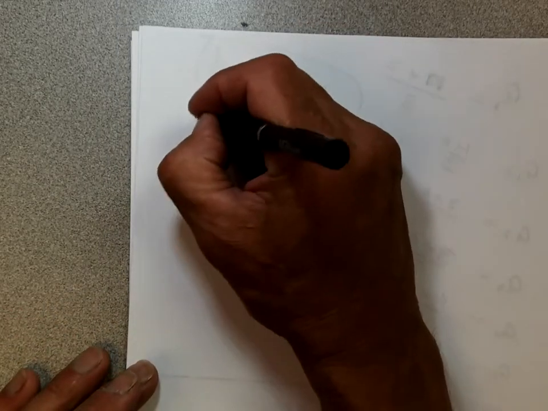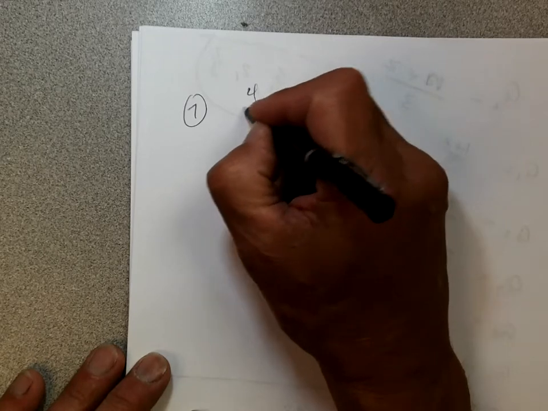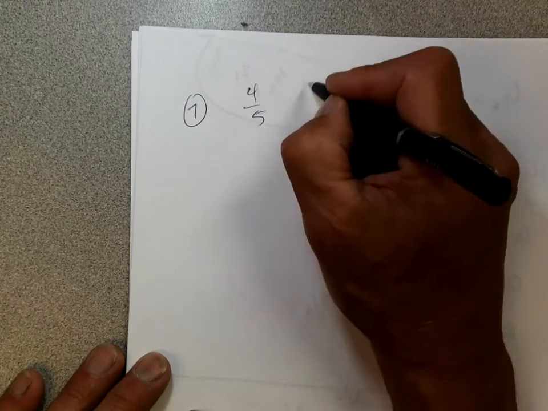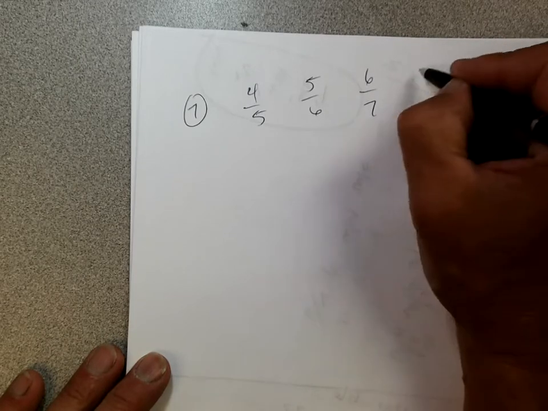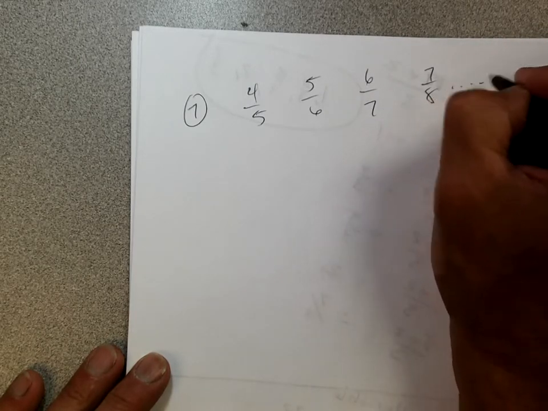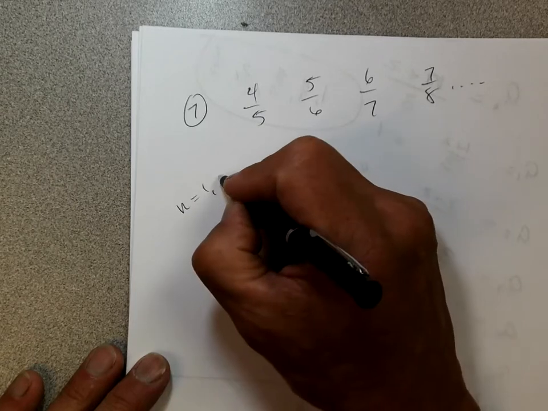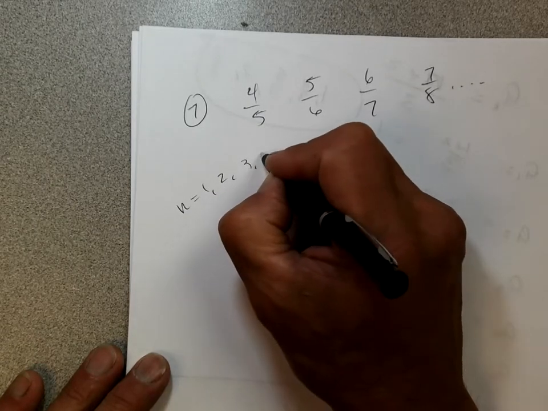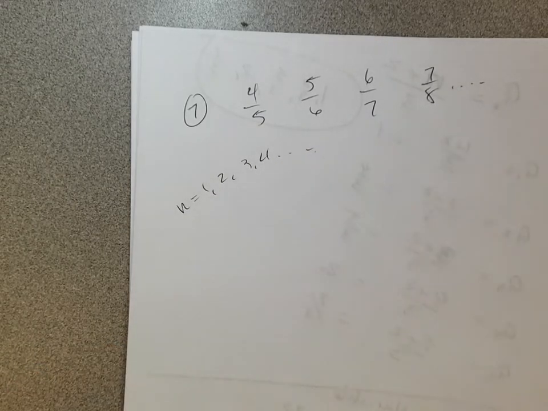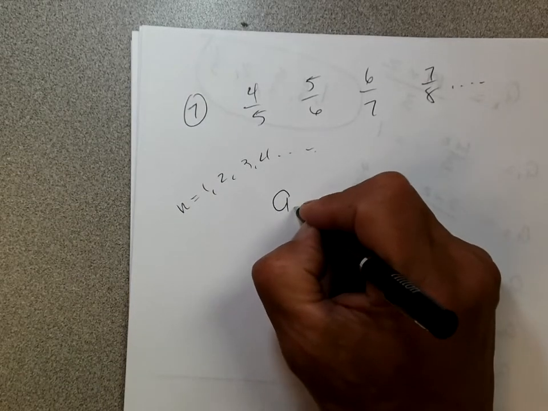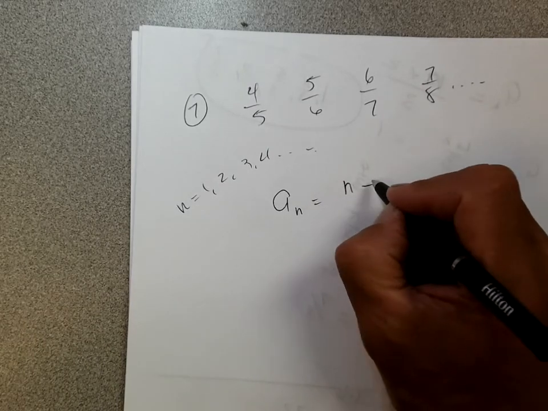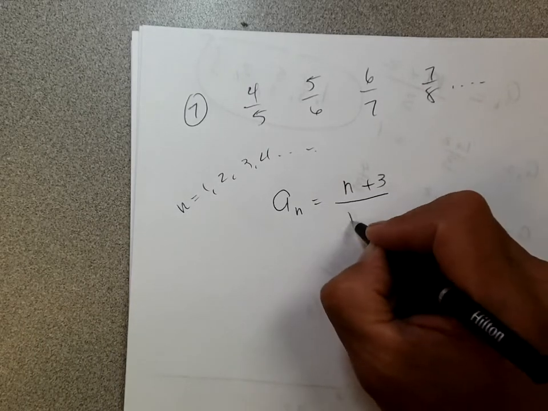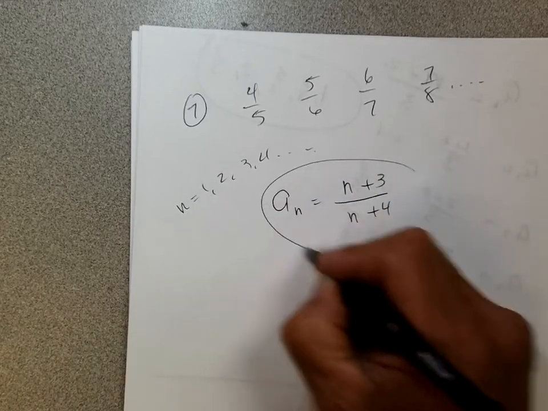7. Okay, we've got 4/5, 5/6, 6/7, 7/8, dot, dot, dot. Now, n is always going to be 1, 2, 3, 4, dot, dot, dot. This one's kind of tricky, but kind of easy. You ready? This is the formula. It's going to be n plus 3 over n plus 4.